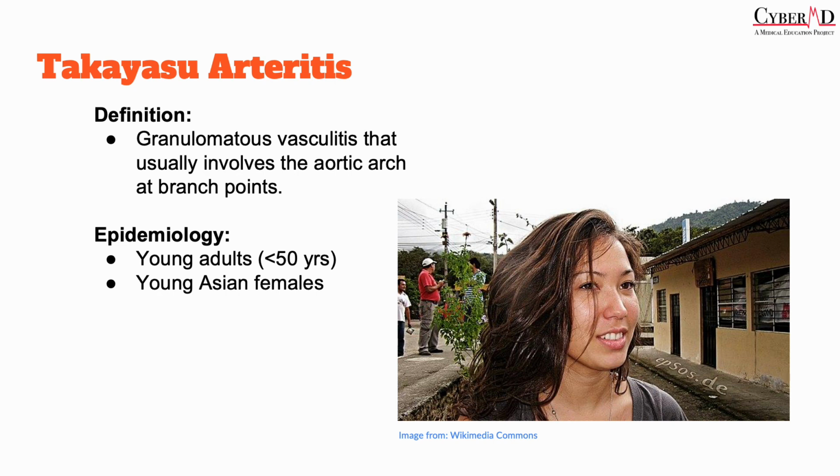The first of the large cell vasculitides that we will cover is Takayasu Arteritis. This is a granulomatous vasculitis that usually involves the aortic arch at the aortic arch branch points. It typically presents in adults younger than 50 years old, especially young Asian females.